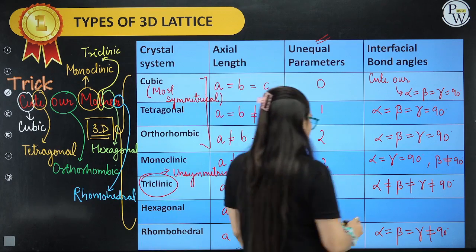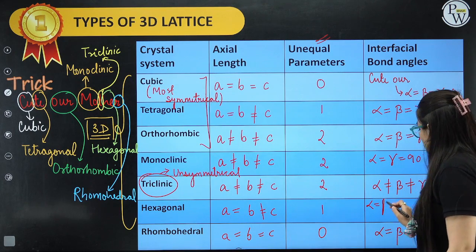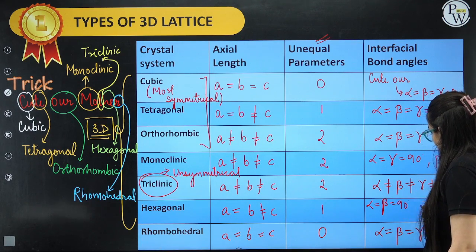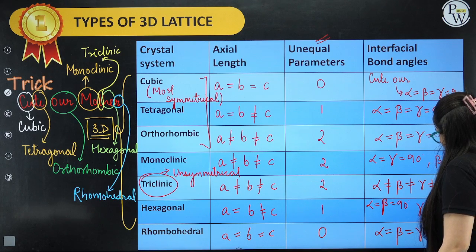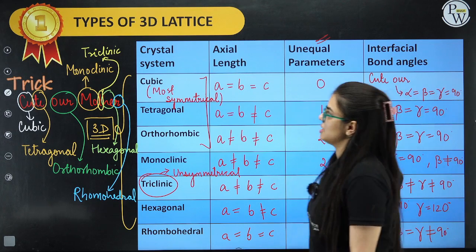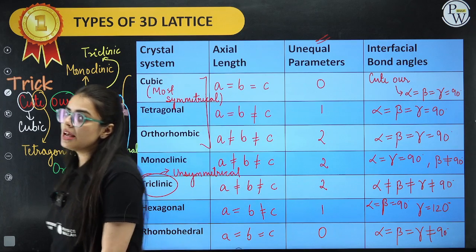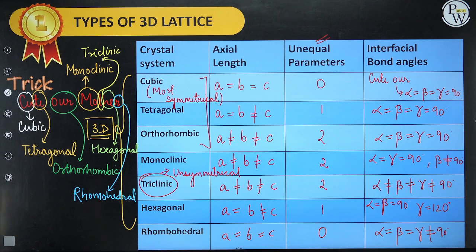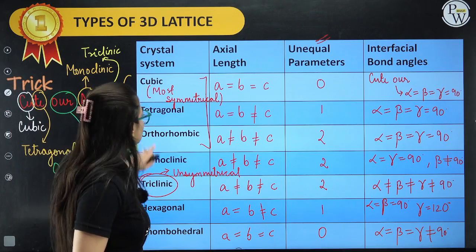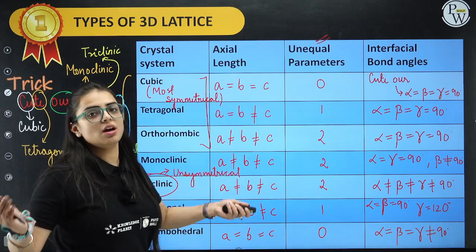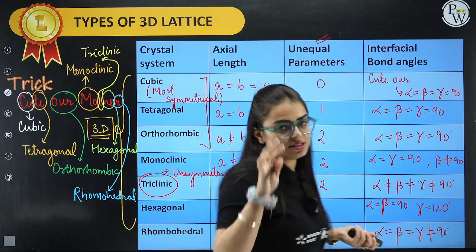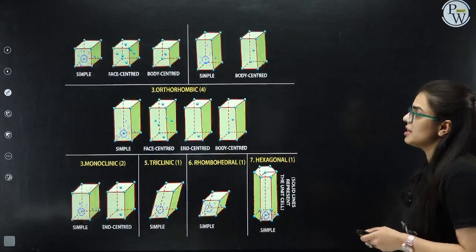Now, in hexagonal, alpha equals beta equals 90 degrees and over here gamma equals 120 degrees. So this completes our types of 3D lattice, students. But yes, one thing is still left. Everybody first of all write it down. Now see, these are crystal systems, and they are further categorized into Bravais lattices.